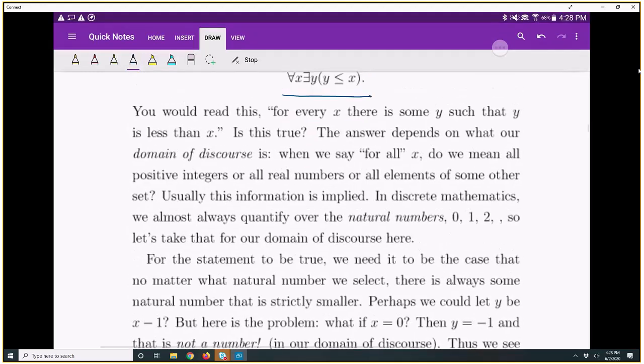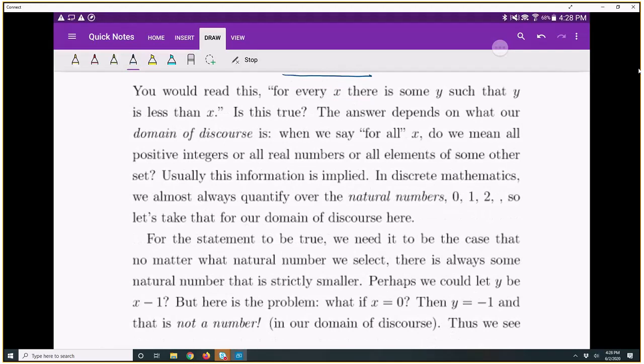Well, maybe we could let y be x minus 1. Then is it true that no matter which x I plug in, x minus 1 is less than or equal to x? Almost true. The only problem occurs if x is equal to 0. If x is equal to 0, then y would be negative 1.